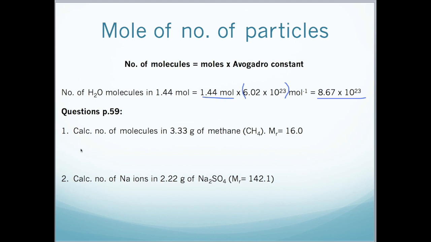Okay, so let's do 2 questions. Question number 1: calculate the number of molecules in 3.33 grams of methane. In this case we are given grams. So first we need to convert the mass into moles. To get moles, we need to do mass divided by the Mr, so 3.33 grams divided by the Mr, which we're given here as 16.